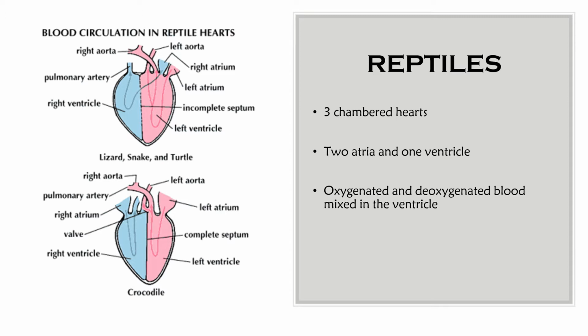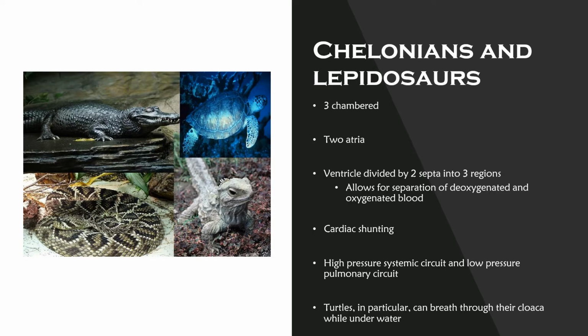However, in the case of the lizard, snake, and the turtle, if we look at the chelonians and the lepidosaurs, the chelonians are the turtles and tortoises, and lepidosaurs are snakes and lizards, they have a three-chambered heart, so they still have two atria. But the ventricle is actually divided by two septa, so it's divided into three regions. And this allows for the separation of deoxygenated and oxygenated blood. And it also allows for what's called cardiac shunting.